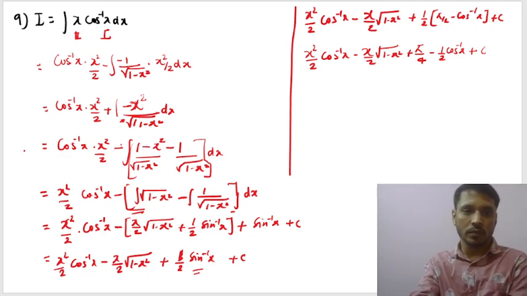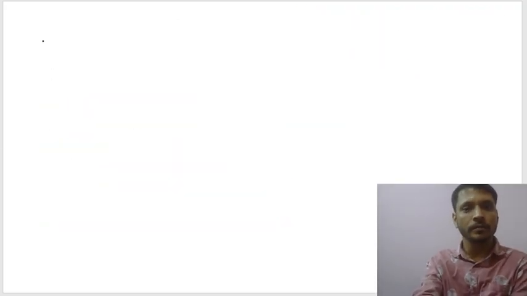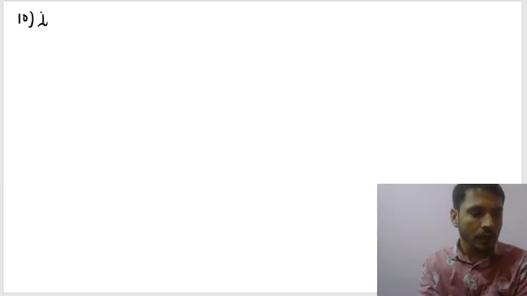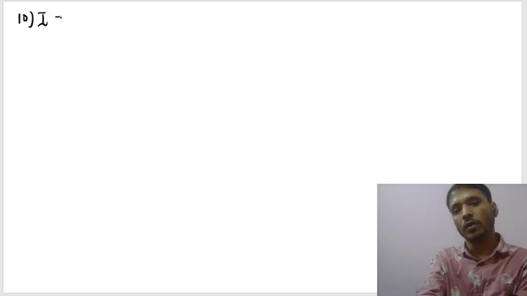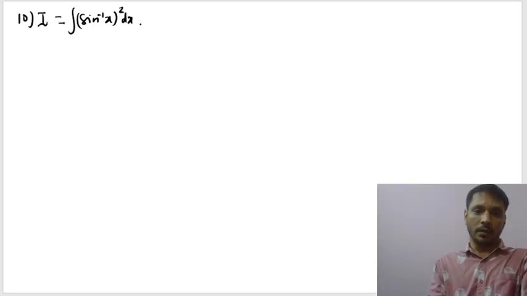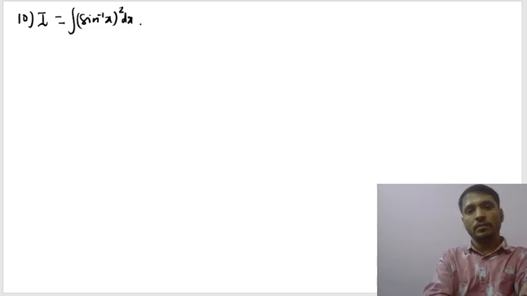Now we'll move to the next question, that is question number 10. So in question number 10 we have I is equal to the integral of sine inverse x, whole square, into dx. How can we do that? If we assume sine inverse x is equal to t, then it will become.